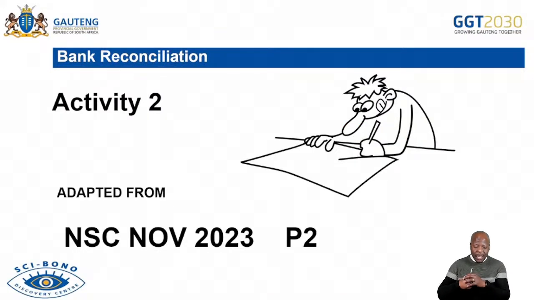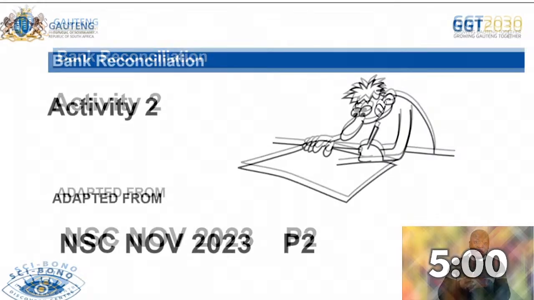Our next activity is from the NSC November 2023 paper 2. So if you have not yet received this particular question paper, I'm going to give you a minute to download it, whether it's on your phone, so that you can have it. And when I do it with you, then it becomes clear. I'm going to see you after 5 minutes.